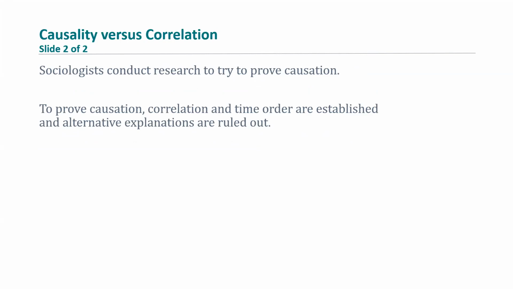Sociologists conduct research to try to prove causation. In order to prove causation, researchers need to establish correlation in time order and rule out alternative explanations. A frequent issue is the problem of reverse causality, where the researcher believes that A results in change B, when in fact B is causing A, which is why time order is necessary to establish which is causing which.